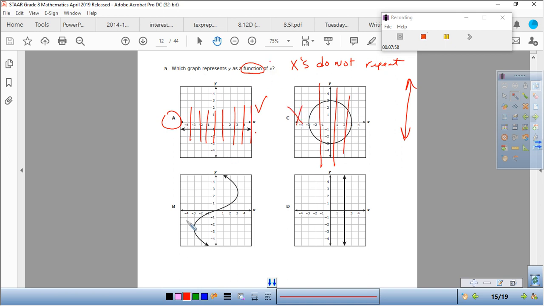Which one is a function? Right here, it crosses it twice. Once it does that, it's automatically out. Here, infinitely many times it's crossing. So that one's out. Final answer, I'm going to stay with.